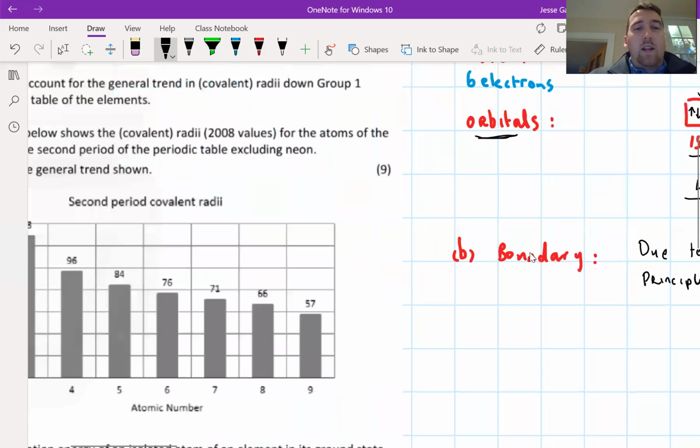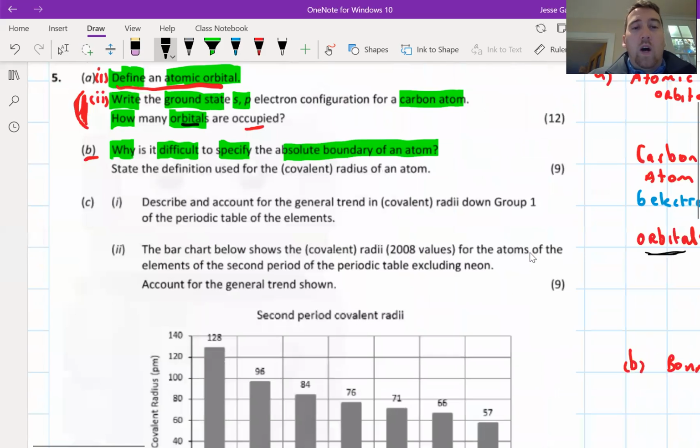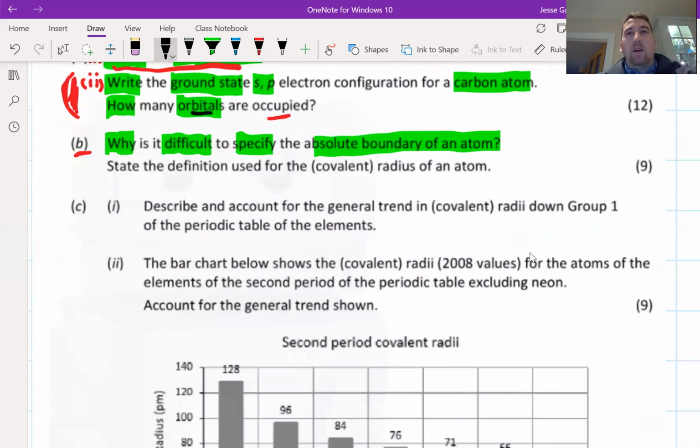Okay, so that answers the question. Why is it difficult to specify the absolute boundary of an atom? Well, it's because the Heisenberg uncertainty principle says you can't know the exact position of the electron and the exact velocity at the same time. So you could have also written down what Heisenberg's uncertainty principle says. We'll see the mark scheme later.